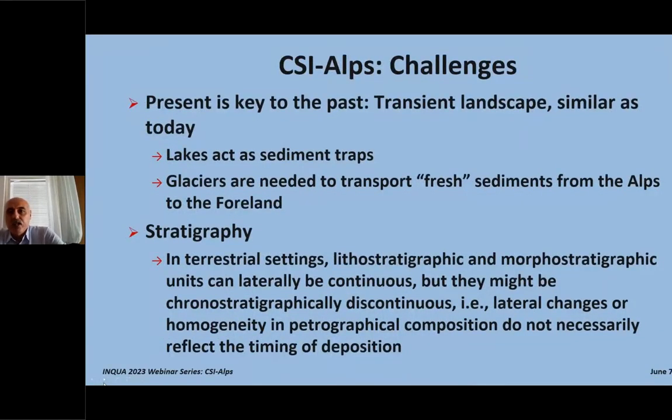Well, some challenges are, we use, of course, the present as the key to the past. During the glaciation times, especially during the Deckenschotter glaciations, it was similar to today. It was a transient landscape. In interglacial times, lakes act as sediment traps. If you want to bring fresh sediments from the Alps to the foreland, you need to have glaciers. So if you want to determine the freshness or source of the sediments from the Alps, you need to have a foreland.